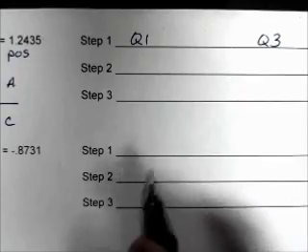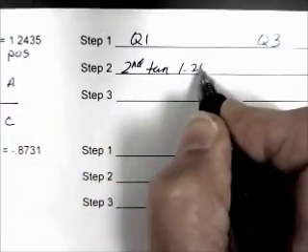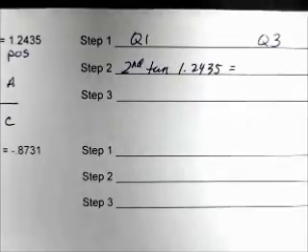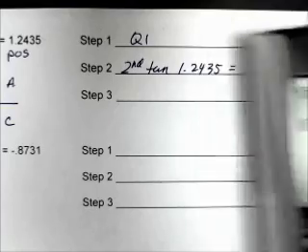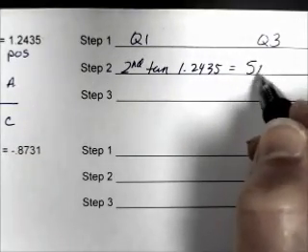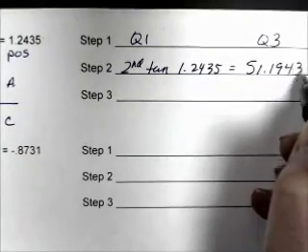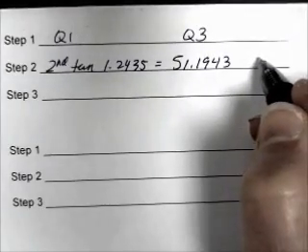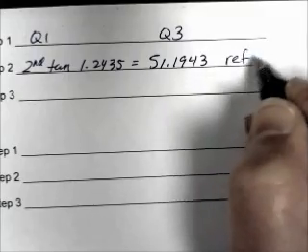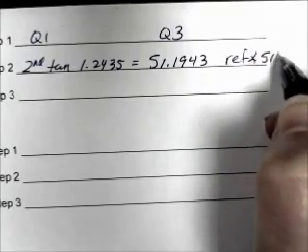Okay. Next, I key in second tan of 1.2435. That gives 51.1943. To the nearest degree, that would be 51 degrees. This is our reference angle. So our reference angle is 51 degrees.